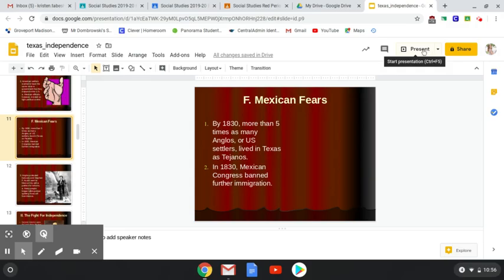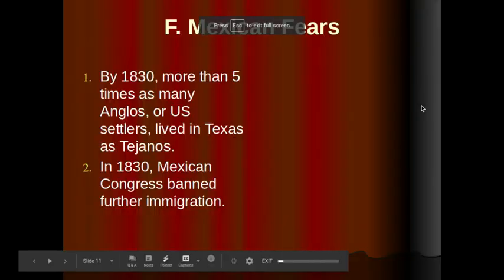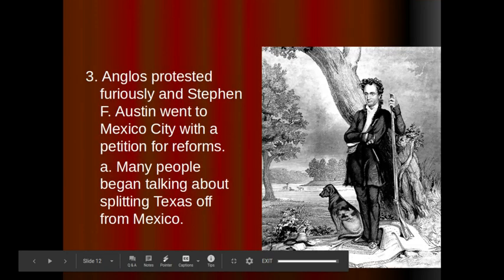Sorry, continuing on. So, in the 1830s, at this point, there were five times more Anglos or U.S. settlers, so people that were settling from the United States of America, lived in Texas than the Tejanos, which were those native Mexican people that were using Texas as their native home. So, in 1830, Mexican Congress banned further immigration, which was that decree that we talked about earlier. The Anglos, or the U.S. white settlers, protested furiously, and Stephen F.